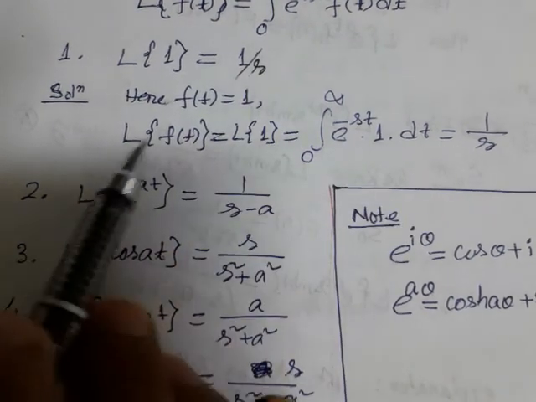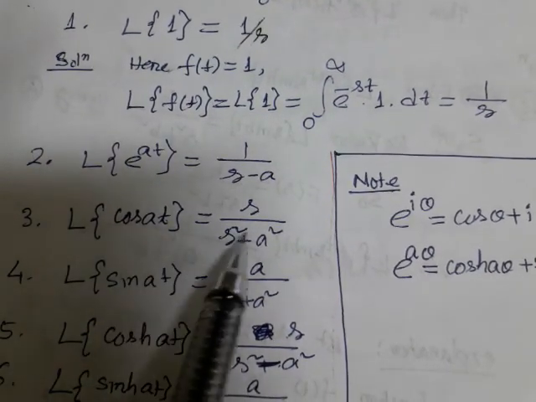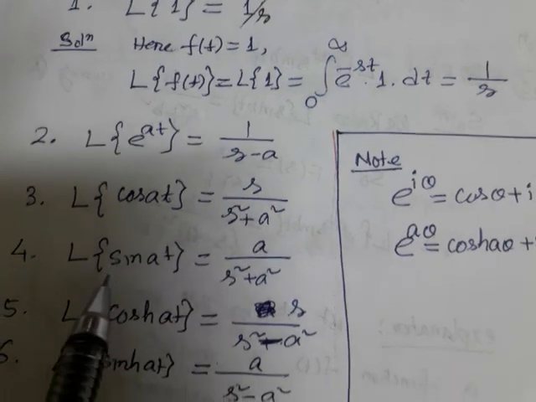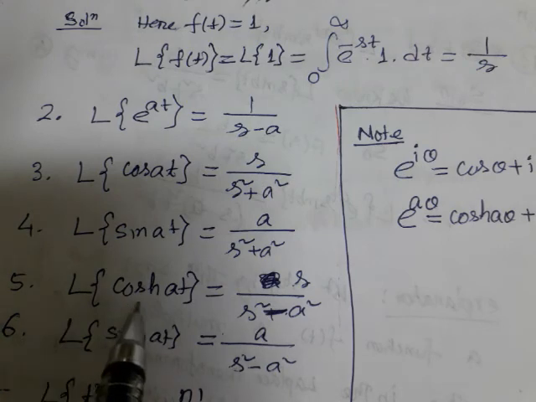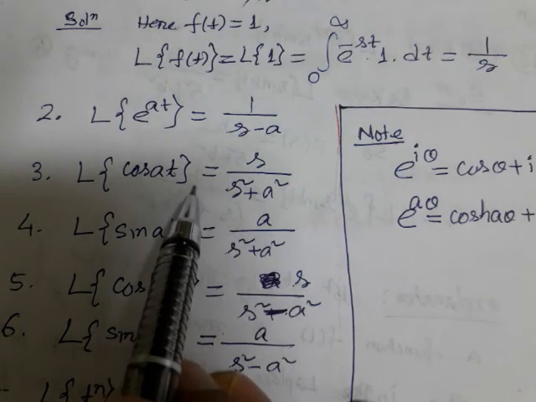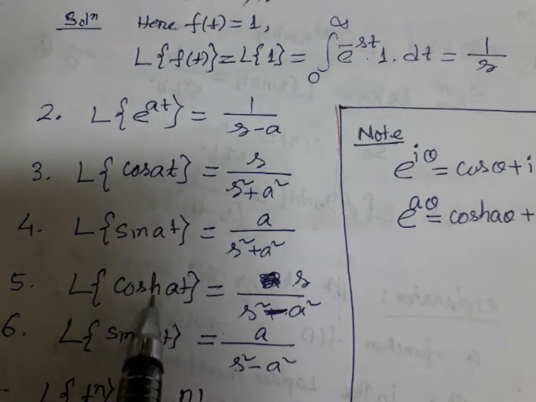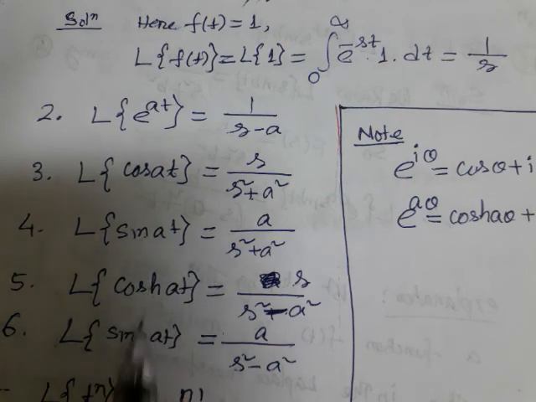1 by s, L of e to the power at is 1 by s minus a, L of cos of at is s by s square plus a square, L of sin of at is a by s square plus a square, cos of h at, the hyperbolic function, is s by s square minus a square. So the difference between trigonometric and hyperbolic is only this symbol. Okay, so for this also you can see this symbol.